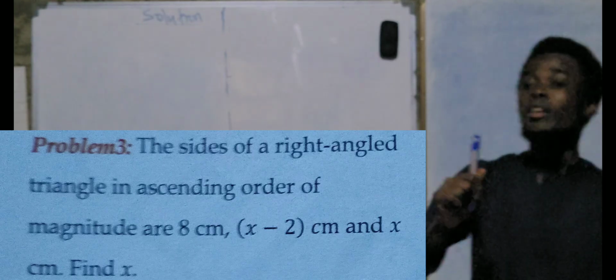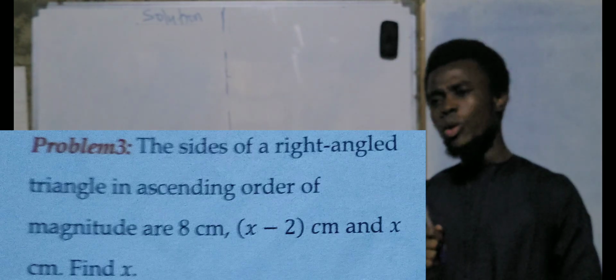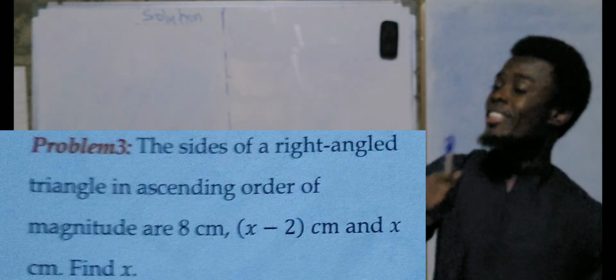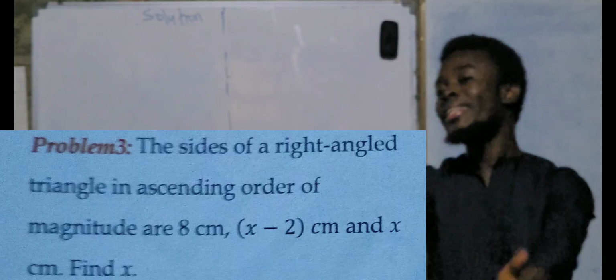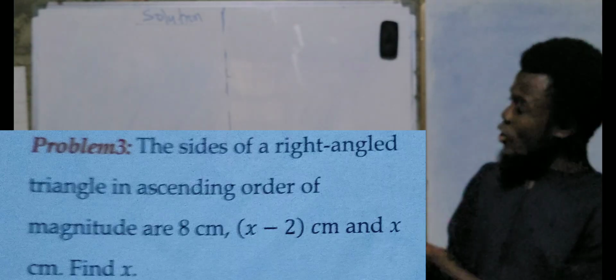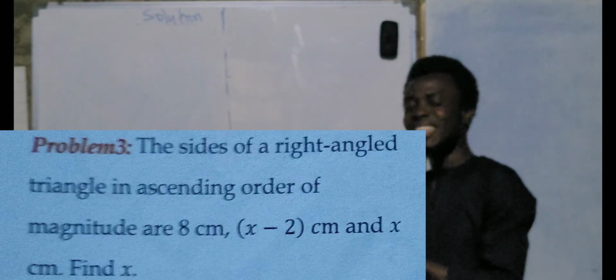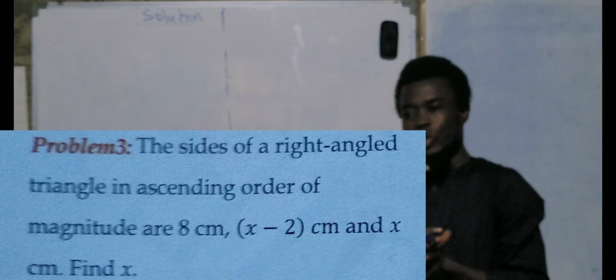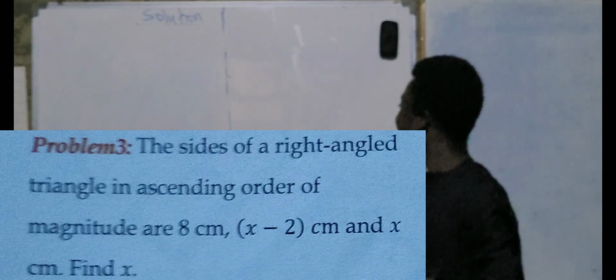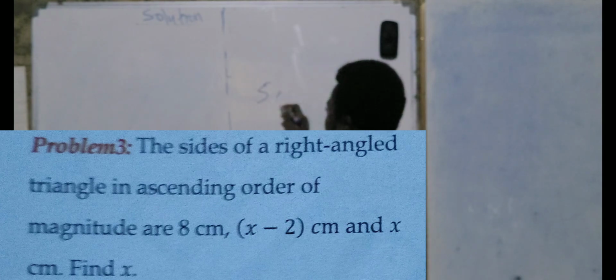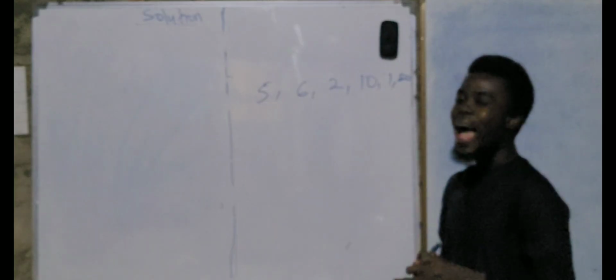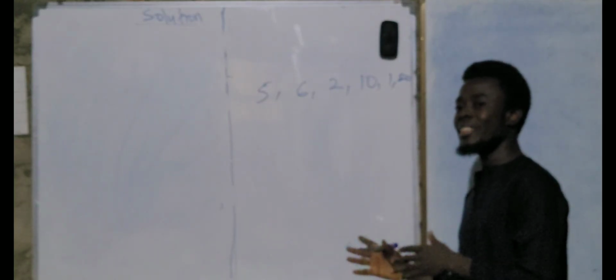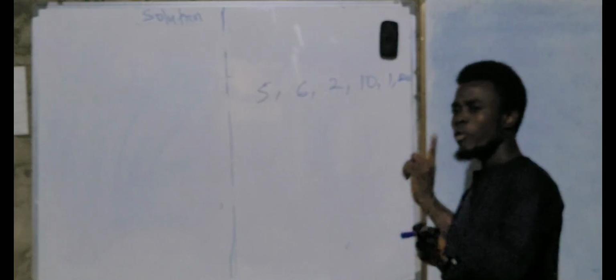Now we have to find x, but looking at this, it is in order of magnitude, in ascending order. When you say ascending, you must understand what they mean by ascending order of magnitude. Let's assume we have 5, 6, 2, 10, 1 and 20. If they ask you to arrange these in ascending order, what does that mean? From small to big.